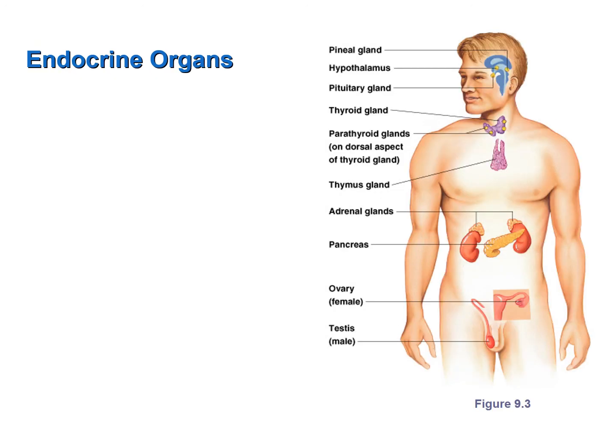This figure, which is similar to a figure in your book, illustrates what are called endocrine organs. These are organs which play vital roles in the functioning of the endocrine system. So the pineal gland, hypothalamus, pituitary gland, thyroid gland, and so on. All of those glands produce very important hormones.